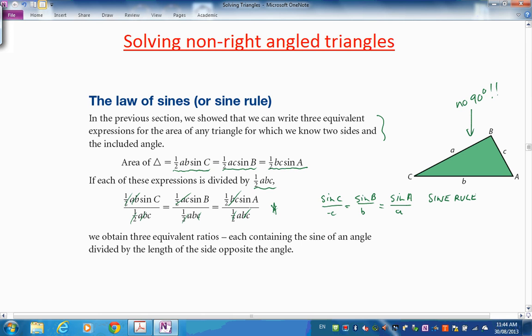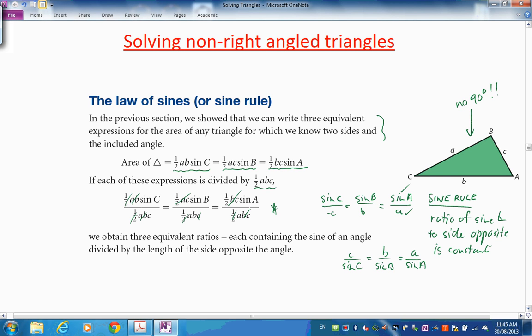The ratio of the sine of any angle in the triangle to the side opposite is constant, and you can use it either way up. If you're trying to find an angle, you might use the sine of the angle on a side, or you could do it the other way up and put little c on sine C equals little b. If you were trying to find a side opposite an angle, it'd be more convenient to have that unknown in the numerator, isn't it?